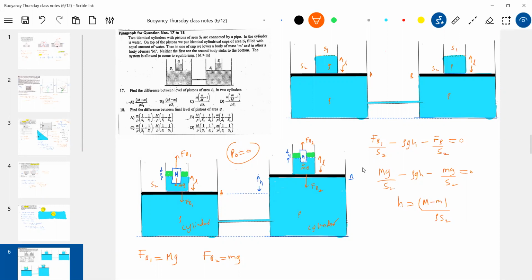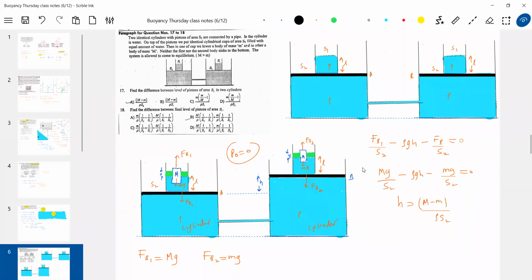Okay, what is the only concept? The liquid will exert force on the block, FB1. In turn, the block will exert force on the liquid. That is FB1. The liquid will exert force on the smaller block, FB2. In turn, the block will exert force on the liquid, FB2. That FB2 will act on the piston also.